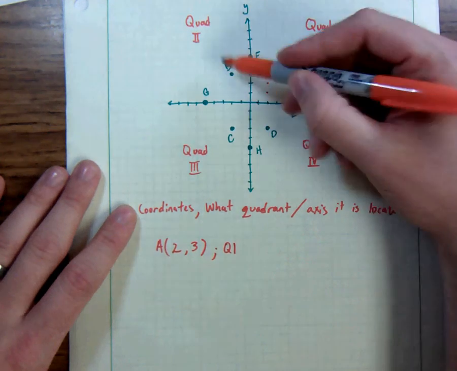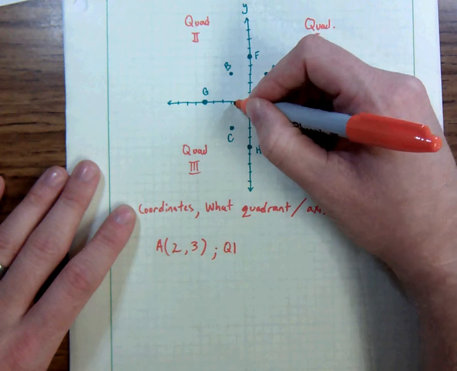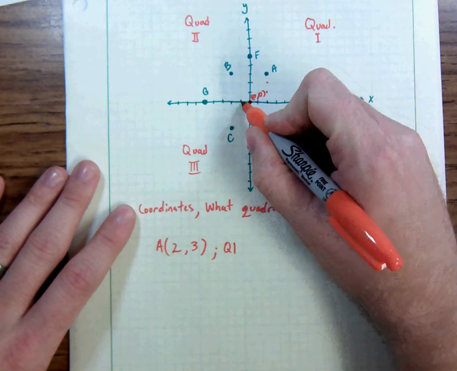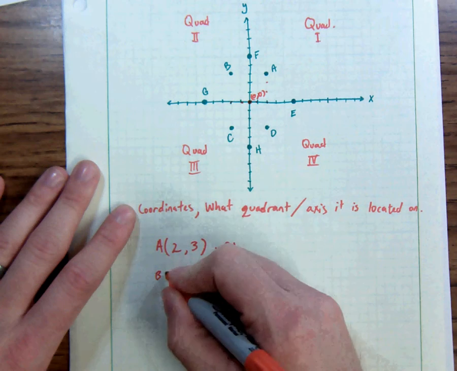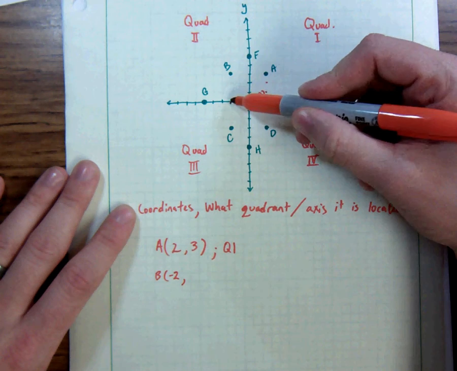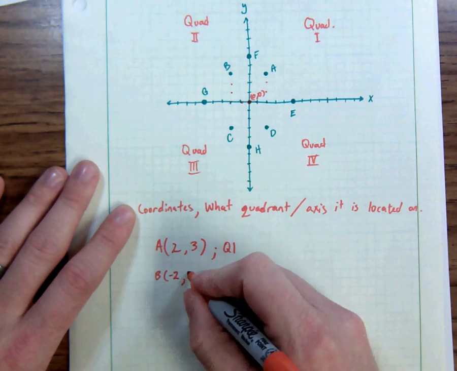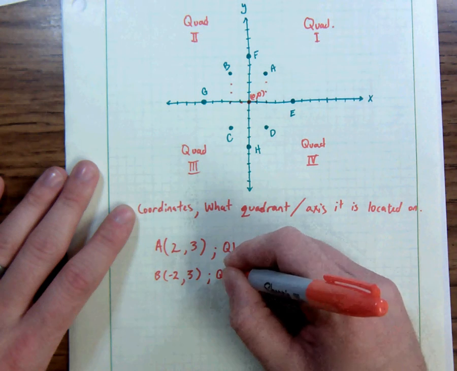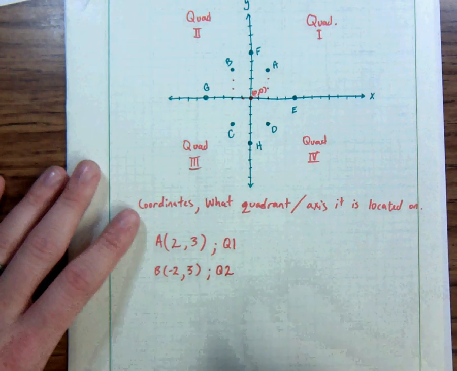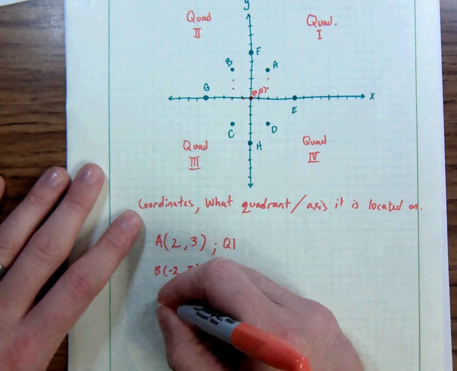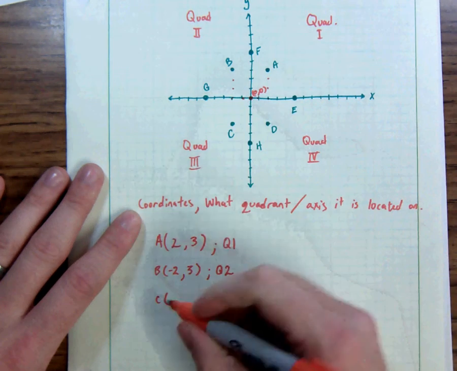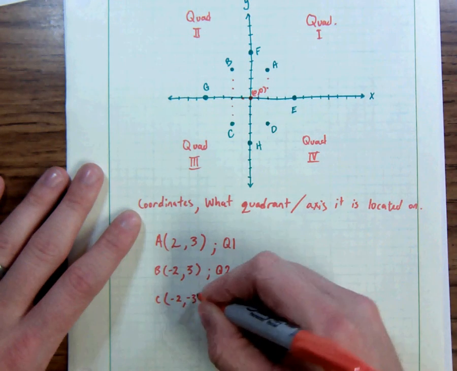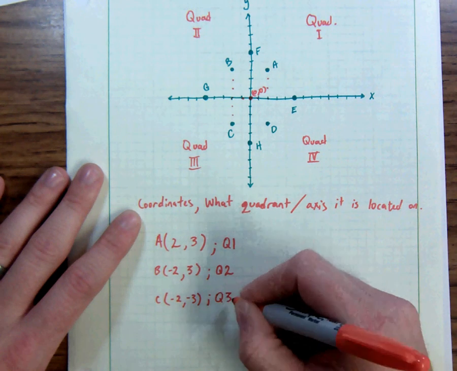Let's do B. B is right here. So it is a negative 2 from this point right here. Remember, that's 0, 0. So negative 1, negative 2. So B is negative 2, but it is positive 1, 2, 3, and is located in quadrant 2. I can find C. C is down here. C is negative 1, 2, and it is negative 1, 2, 3, and is located in quadrant 3.